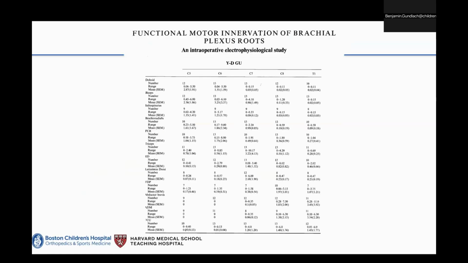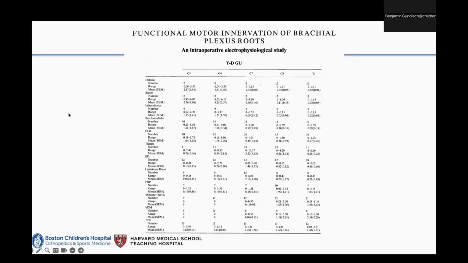And we know that because of studies like this one, performed by Dr. Gu, who was a real innovator in performing the contralateral C7 nerve transfer. In the process of developing that operation, he brilliantly recorded the innervation patterns that he experienced in normal brachial plexuses that he was operating on. The summary of the data that he collected can be seen here. And so what this provides us is very objective information on the functional innervation patterns in the normal brachial plexus.